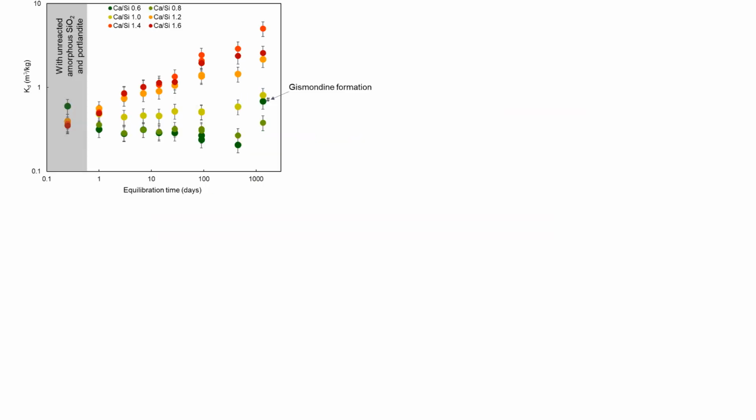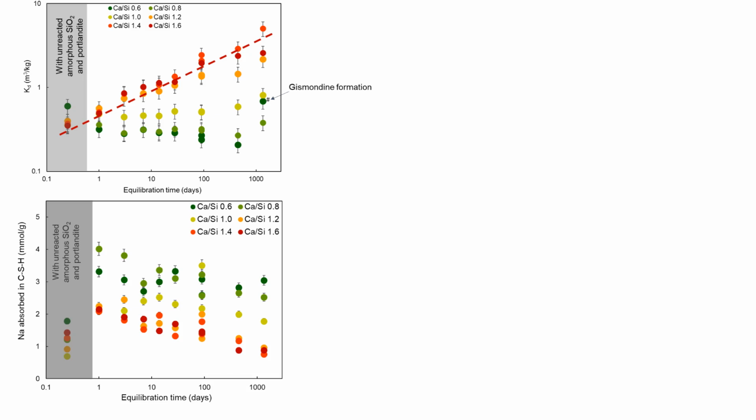The Kd values of aluminum reveal that with longer equilibration time, the absorption of aluminum in C-S-H rises steadily, even after 3 years, especially in C-S-H with high calcium to silicon ratios. Conversely, the absorption of sodium in C-S-H diminishes over time. These findings indicate the long-term rearrangement of C-S-H structure.